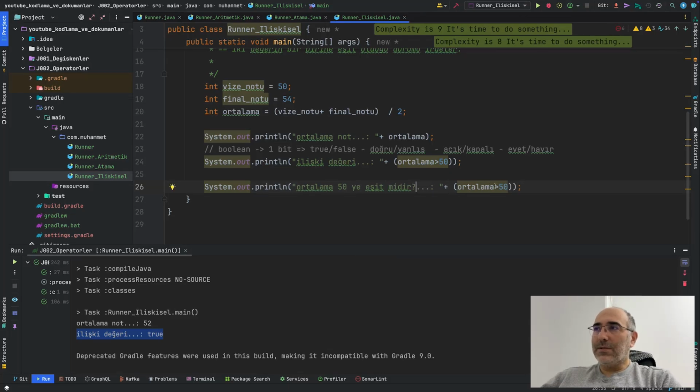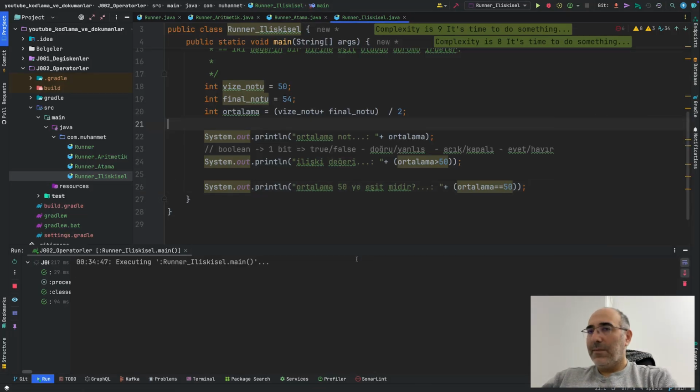How do we ask this? Like this, guys, double equals. We're asking, is the average equal to 50? What's the answer? No, because the average is 52. I mean, is 52 equal to 50? It is not. Let's see. What does it come out to be?